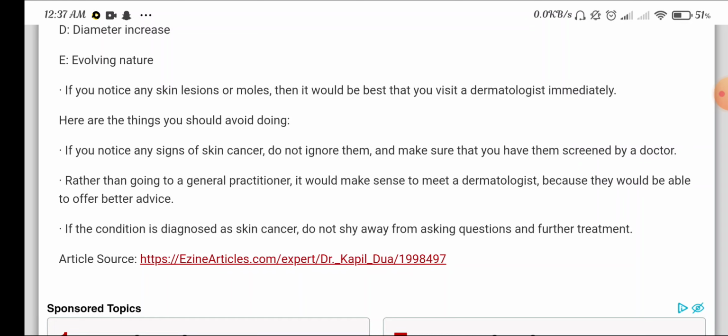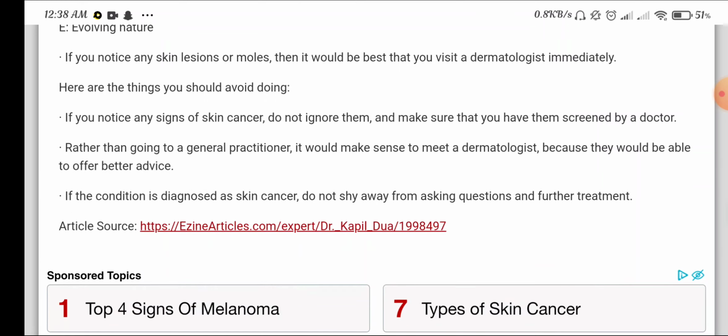If you notice any signs of skin cancer, do not ignore them and make sure that you have them checked by a doctor rather than going to a general practitioner. It would make sense to meet a dermatologist because they would be able to offer better advice. If the condition is diagnosed as skin cancer, do not delay asking questions and seeking further treatment.